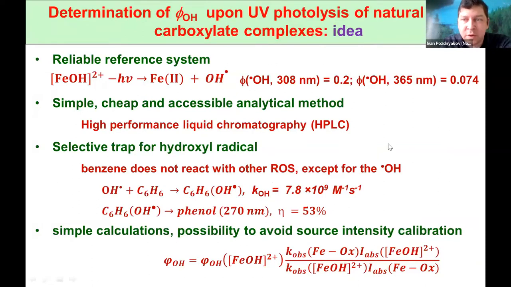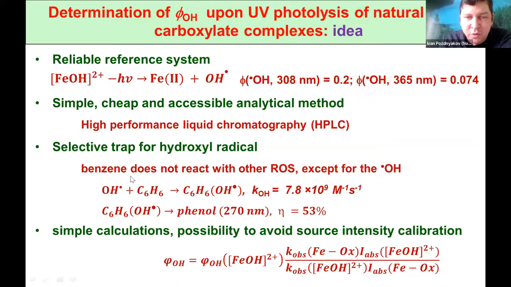Okay, so I start with the first part of my talk and what was the main idea. To determine the quantum yield of OH radical, we need to create a reliable reference system. Here we use an iron-free hydroxyl complex, which produces OH radical with very good and well tabulated quantum yields. We can use a simple and accessible HPLC technique. And of course, we need some selective trap for hydroxyl radical.